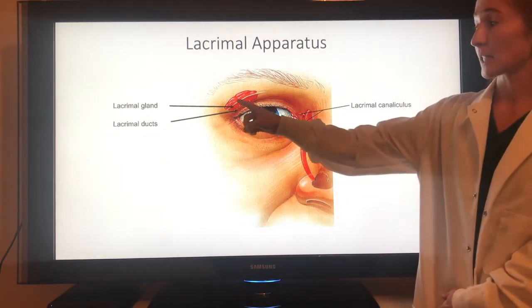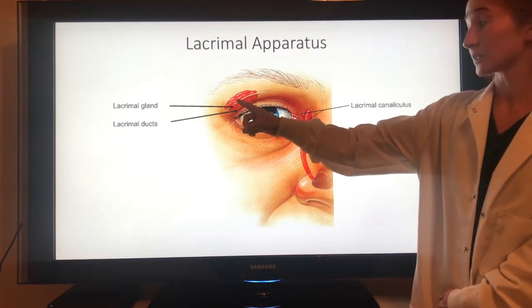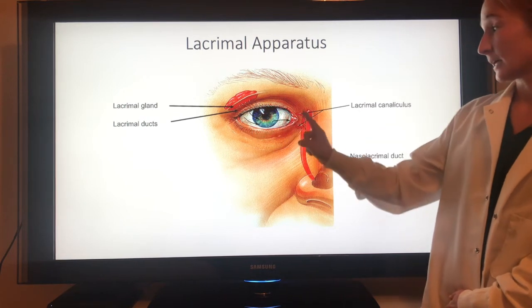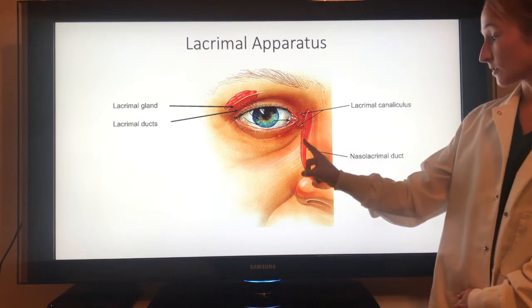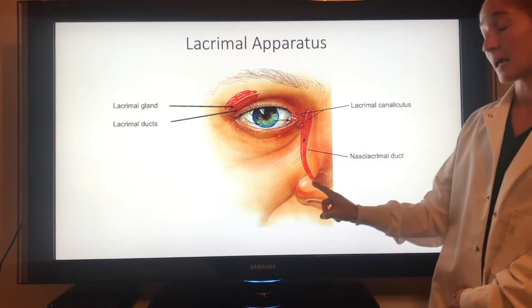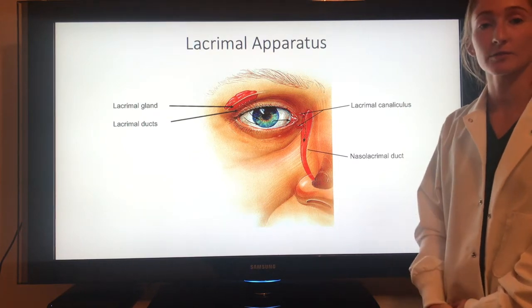The gland secretes lacrimal fluid that's conveyed to the conjunctival sac through ducts. The canaliculi convey this fluid to the nasolacrimal duct, which deposits into the nasal cavity and causes you the sniffles.